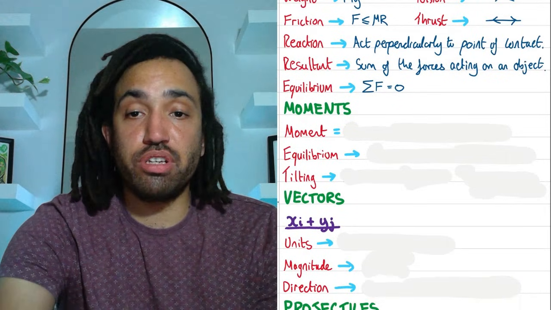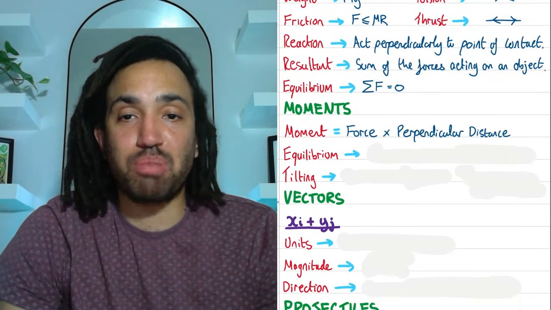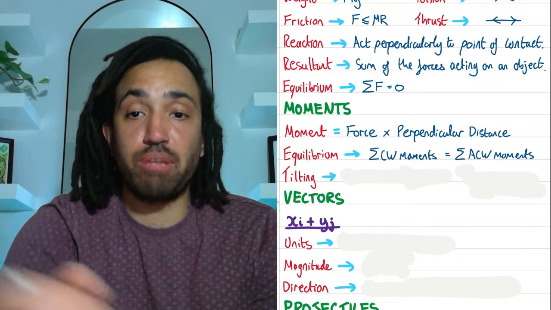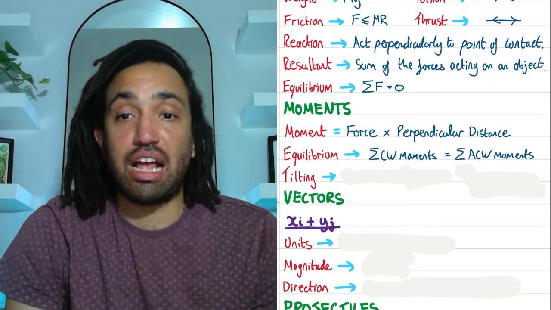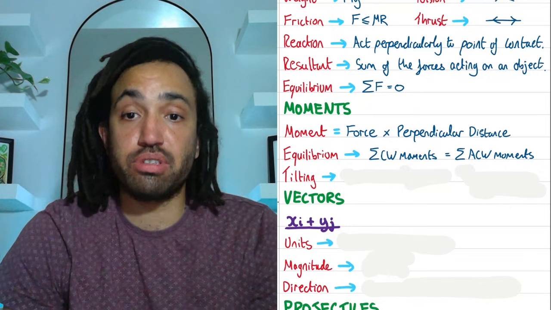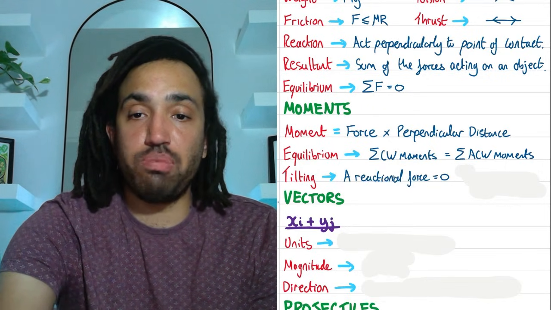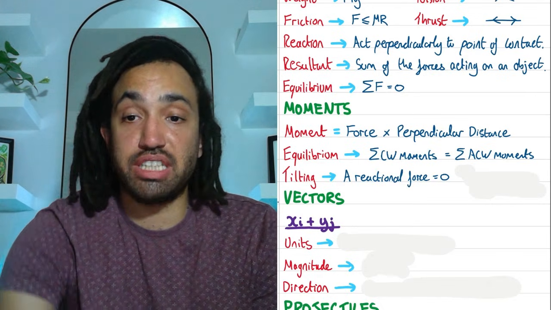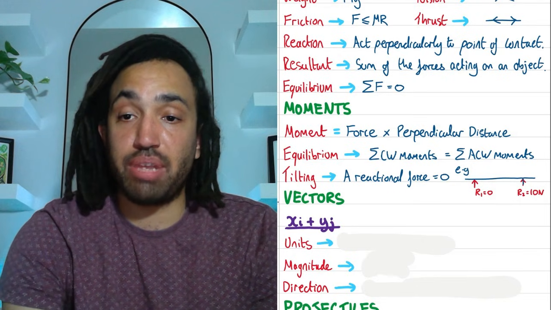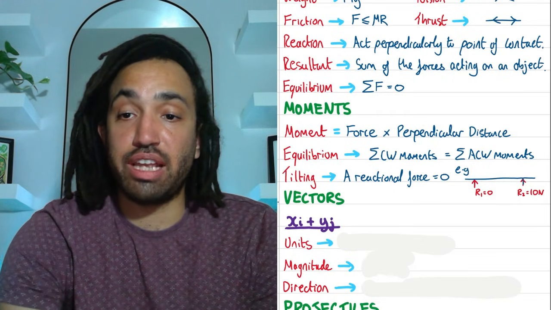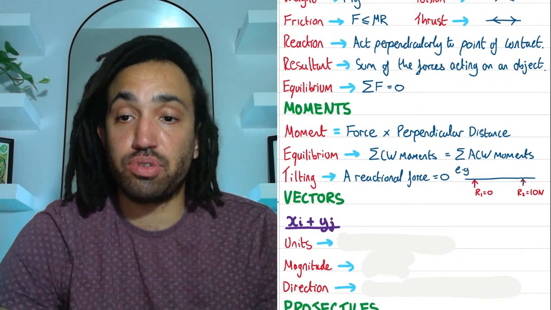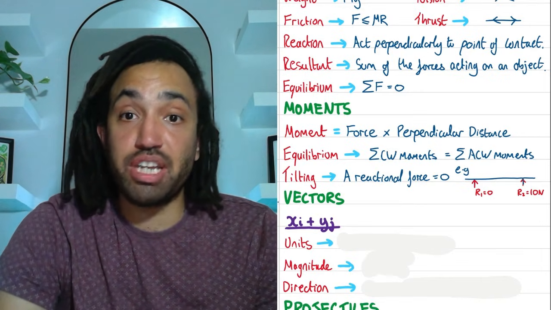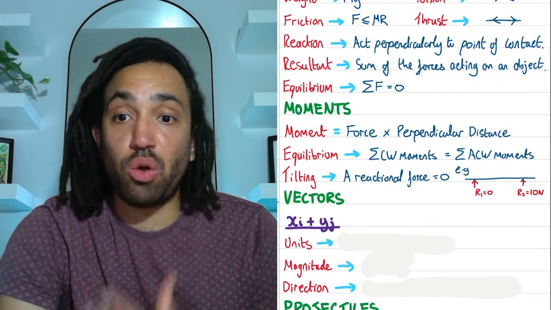Moments. A moment is force multiplied by perpendicular distance. An object is in equilibrium if the clockwise moments are equal to the anti-clockwise moments. And an object, or a rod for example, is about to tilt if a reactional force is equal to 0. So I've drawn a little diagram here. You've got a rod lying there and it's being propped up by two reactional forces. And if the one on the left there, for example, is found to be 0, then it means the system is on the point of tipping.